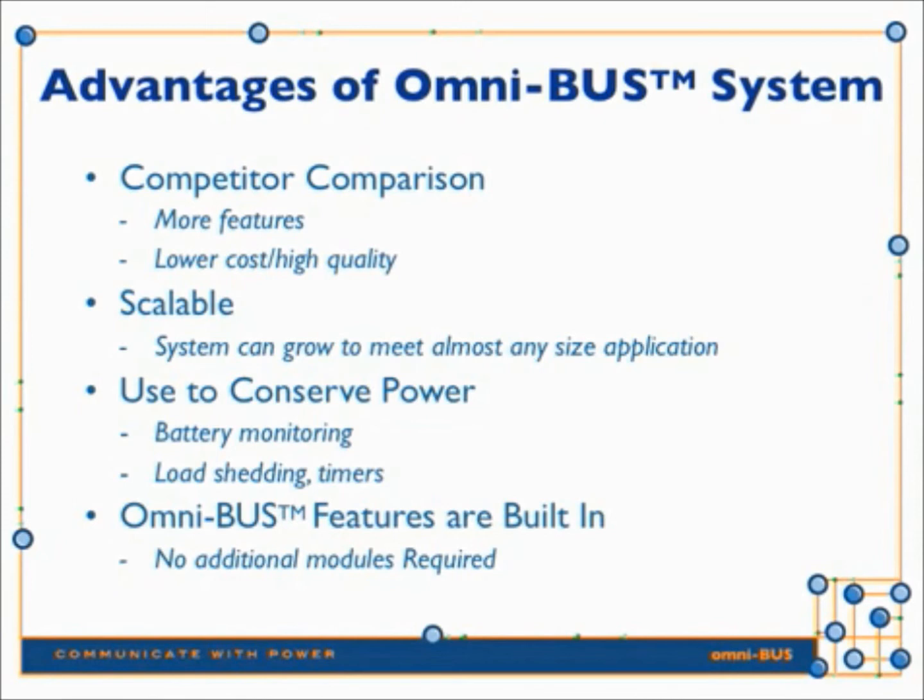OmniBUS is the leader in low-cost, high-quality, feature-rich multiplex solutions. Our products contain more features per unit cost than any of our competitors. The OmniBUS multiplex system is scalable, meaning it can expand easily and provide multiple command points from the flybridge, helm, or nav center, all controlling the same set of devices. And with OmniBUS's parametric data capabilities, the system is able to monitor, control, and conserve power in almost any application. All of these features are built into the OmniBUS product family. Add-on modules are not required, keeping the system's cost low.